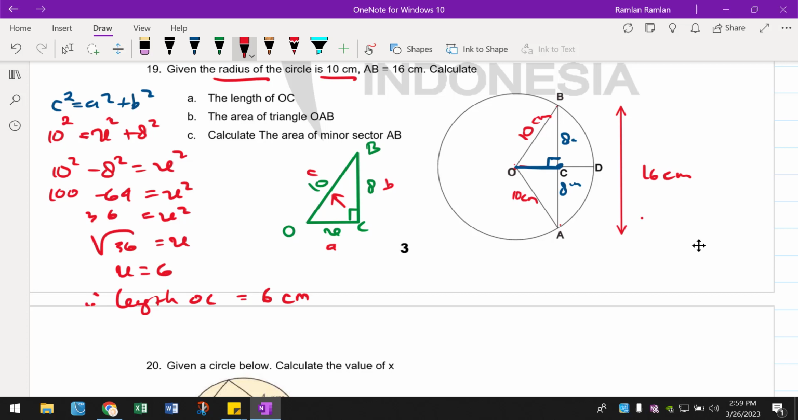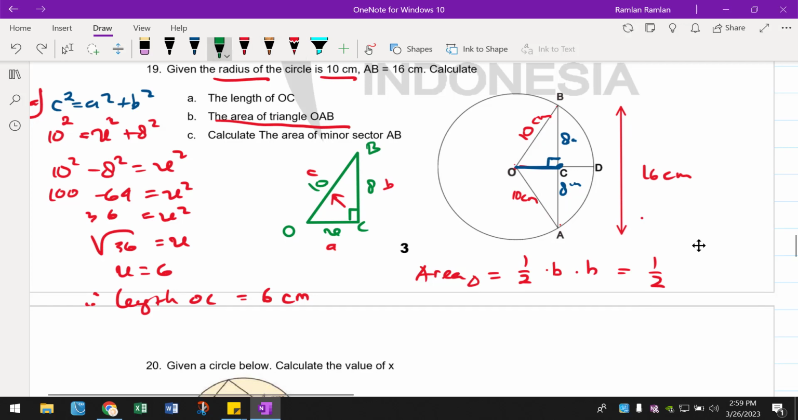Okay, now that's the first question, question A. Now let's go to question B. The area of triangle OAB. OAB is this one and this guy over here. So remember that the area of a triangle is just half times base times height. It's pretty simple. So we know that we have this triangle over here, so the base and the height that we're going to choose are AB and OC.